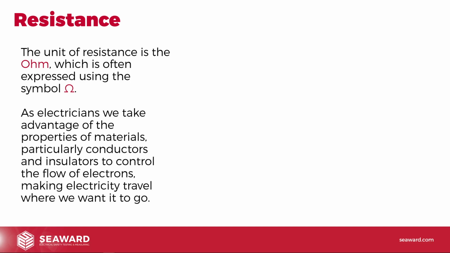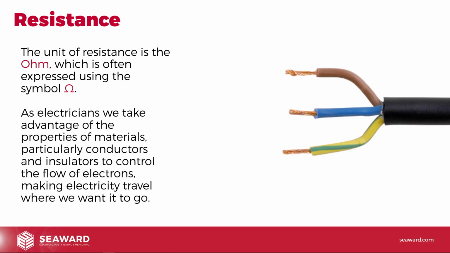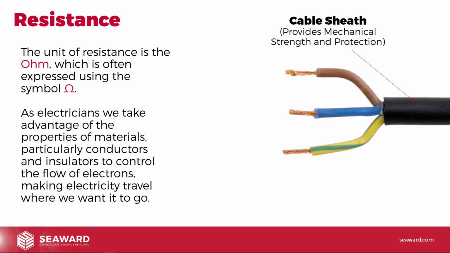As electricians, we take advantage of the properties of materials, particularly conductors and insulators, to control the flow of electrons, making electricity travel where we want it to go. So here you can see we've got a picture of a normal bit of flexible cable with the cores exposed with the end stripped back. So a little bit of terminology that we need to clear up here.